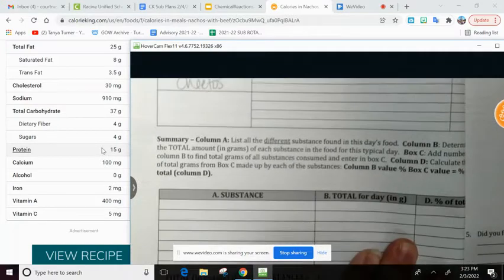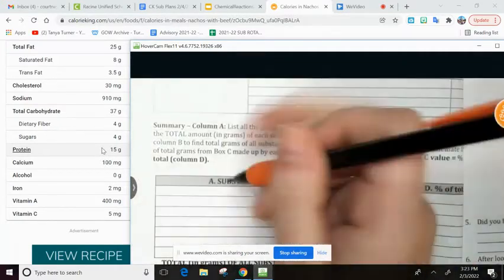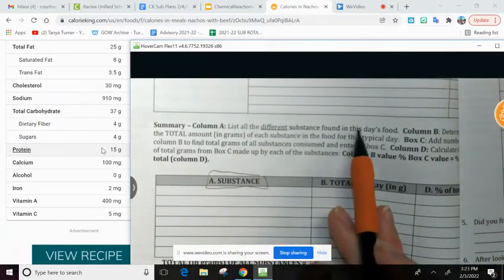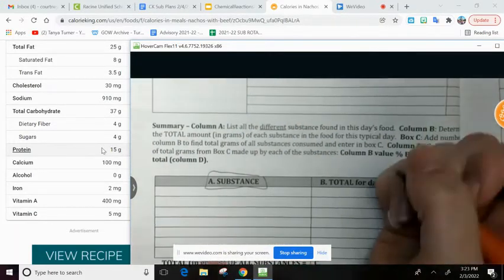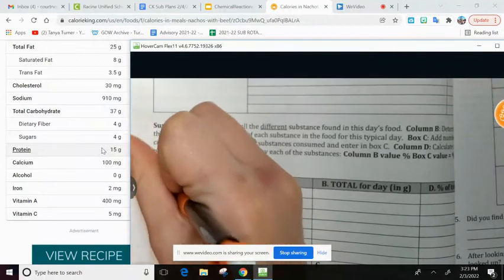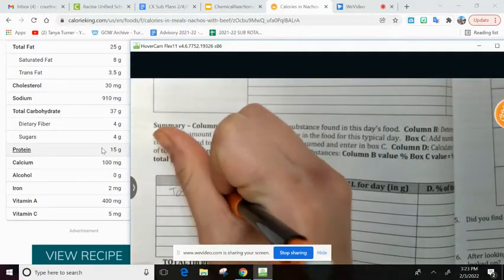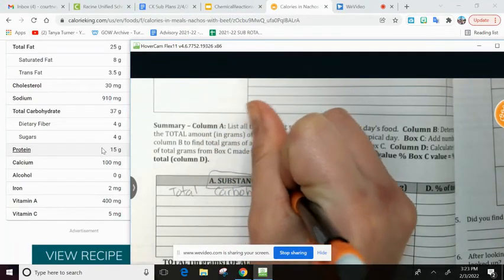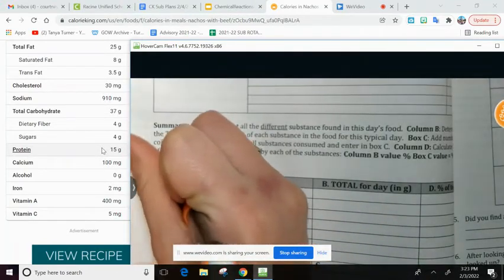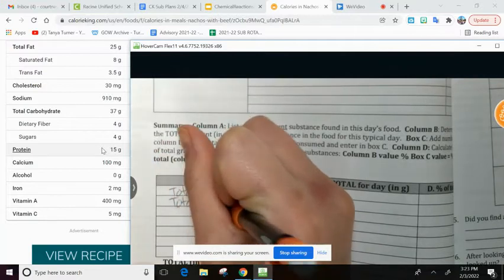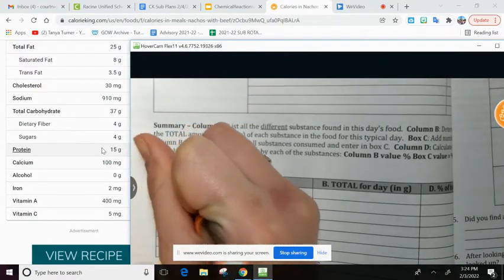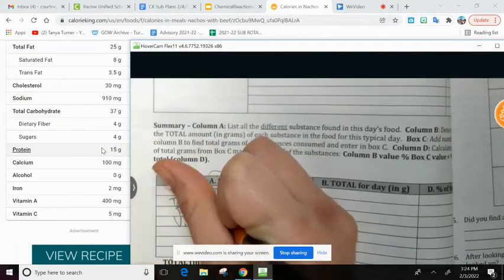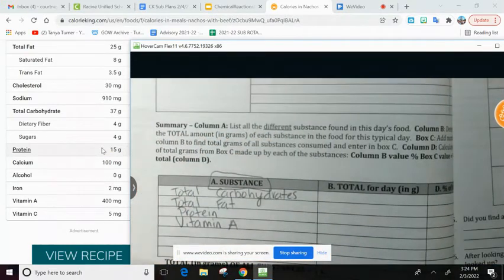So I'm going to show you how to do the summary. It goes into column A, so that's our substances, what it's made out of. We're going to list all the different substances that we found in our daily food. So that would be everything that we wrote in those categories, those top 4 things that it's made up of. We wrote down a lot of total carbohydrates. We wrote down protein. We wrote down fat. And then you could write things like potassium from the banana, vitamin A was in our banana and our milk, or even sodium from our nachos.